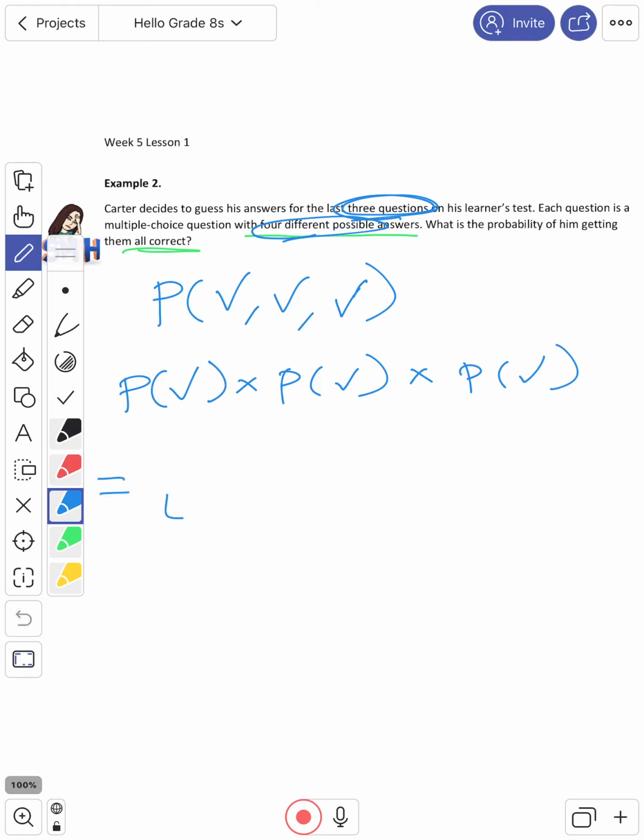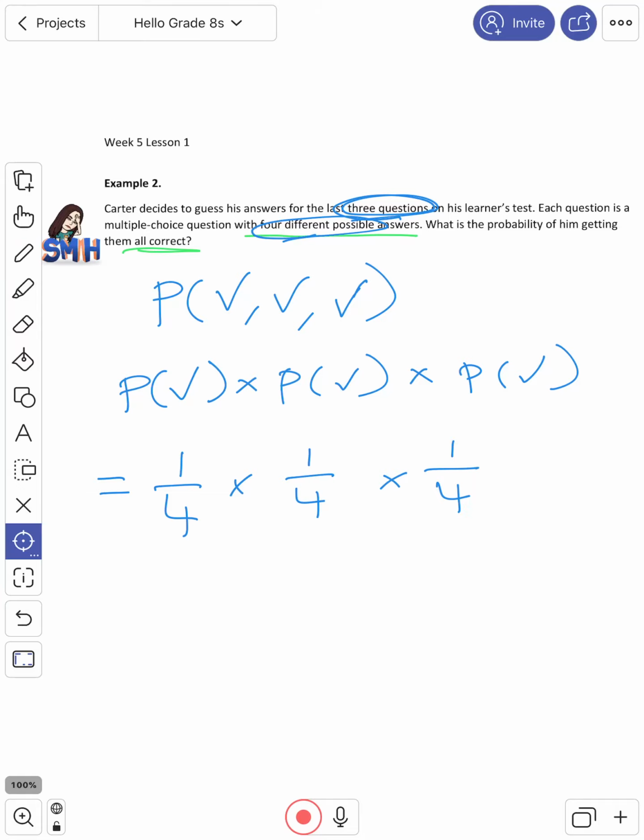Out of 4 answers, there is only 1 correct answer, so his chance of getting the correct answer on the first one is 1/4. Second question, because these are independent events, is also going to be 1/4. And the third question is also going to be 1/4. This 1/4 represents that there's 1 correct answer out of the 4, so if he's guessing, he only has a 1 out of 4 chance of getting that question right.